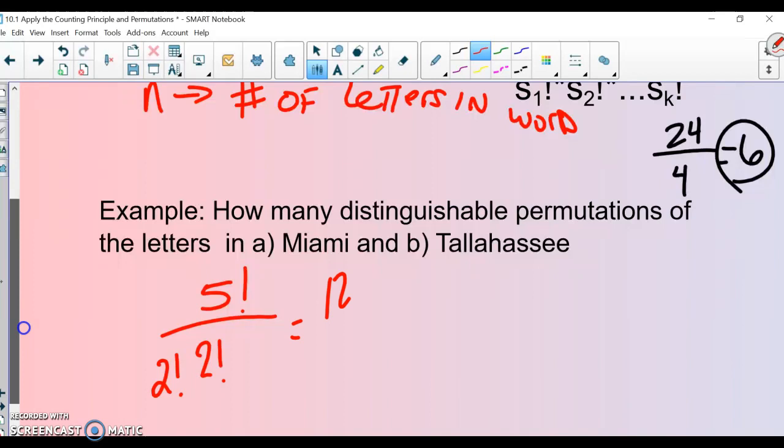So my numerator here, we've already done 5 factorial, it's 120. We know that 2 factorial is 2, so 2 times 2 is 4. We'd have 120 over 4, which would be 30. So that would be our answer for A.